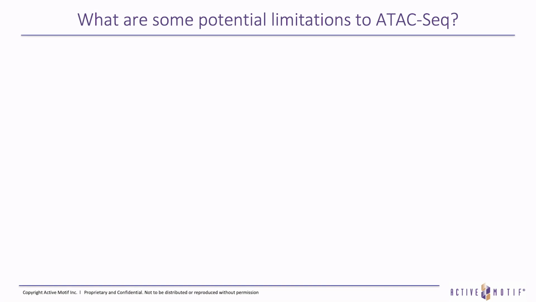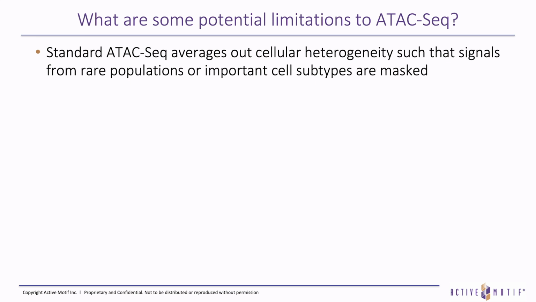What are some potential limitations to standard ATAC-Seq? Like I mentioned, ATAC-Seq is a great tool that allows researchers to uncover areas of open chromatin and gain that mechanistic insight. That being said, like any method, there are some limitations to keep in mind. One point to consider with standard ATAC-Seq is that it averages out cellular heterogeneity.